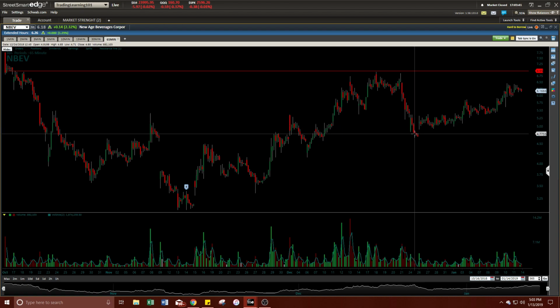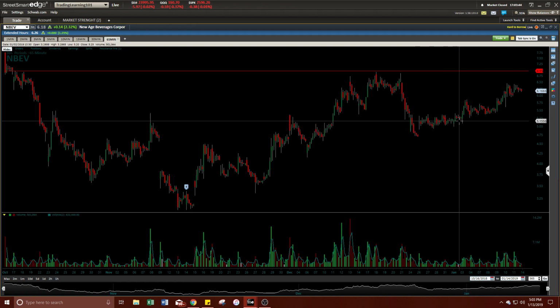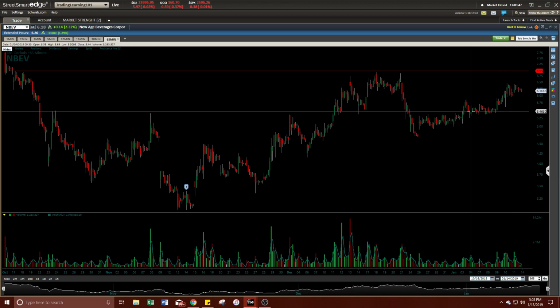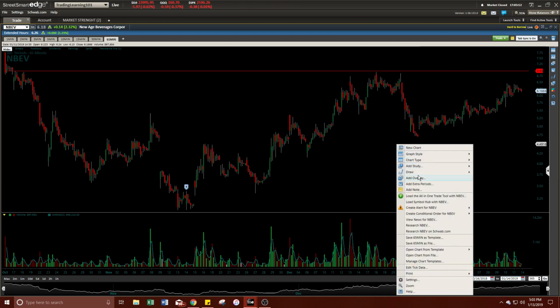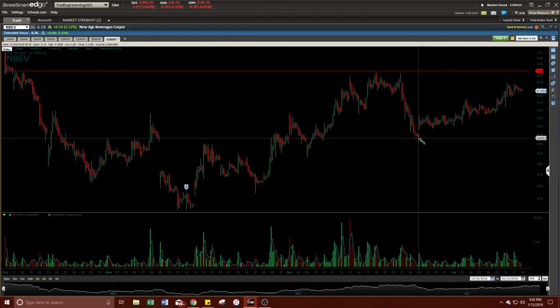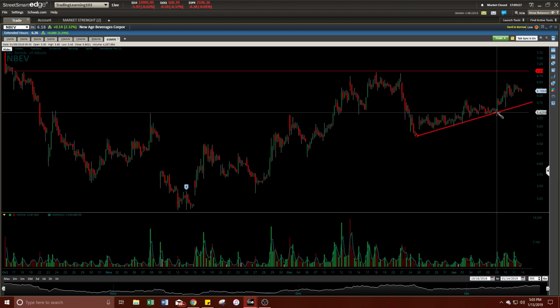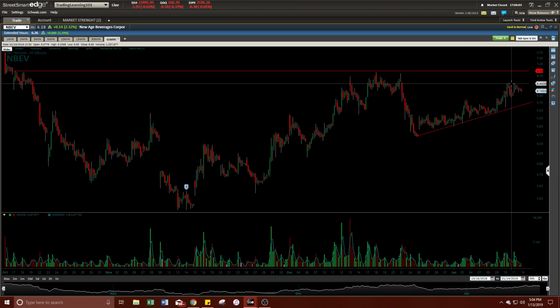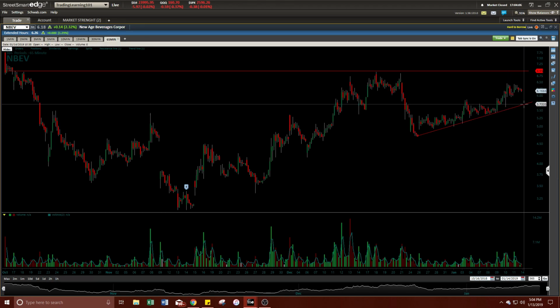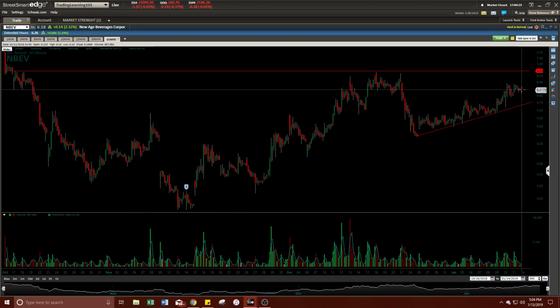So we have this pullback right here, and you could see it's just been grinding and grinding and grinding up, slowly but surely just making higher lows. So I can draw another trend line connecting all these higher lows going up like that. And you can see how the stock started to trend up and got away from this trend line right here. So I'm going to be looking possibly for this to trend back down to this trend line to hold this trend line. It's too far away from this trend line for me to even touch this stock.